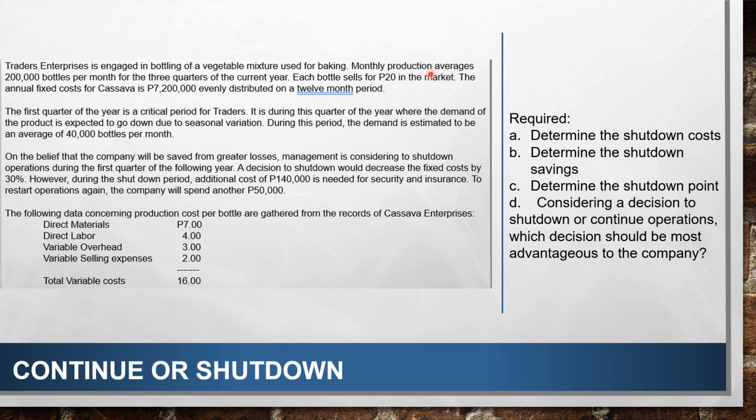Okay, so for Traders Enterprises, we have the following requirements. Letter A, let's determine the shutdown cost. Letter B, let's determine the shutdown savings. Letter C, let's determine the shutdown point, which needs the information from letters A and B. And letter D, based on letter C, considering a decision to shut down temporarily or continue operations, which decision should be most advantageous to the company?